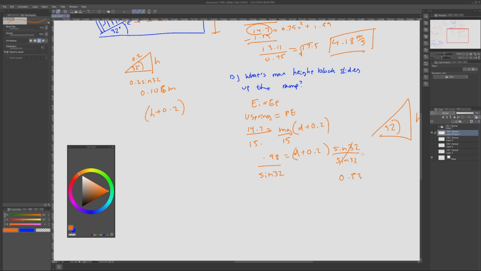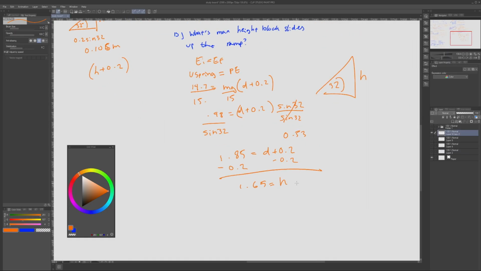Sine 32 itself is 0.53. So 0.98 divided by 0.53 is going to give us 1.85 equals D plus 0.2. Minus 0.2, you're going to get 1.65 equals D, or H, for your final height.